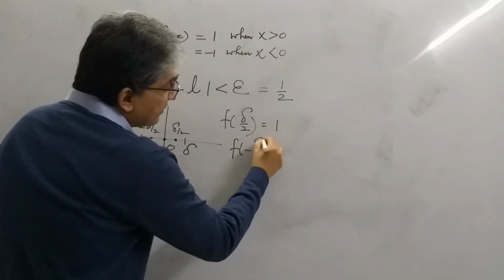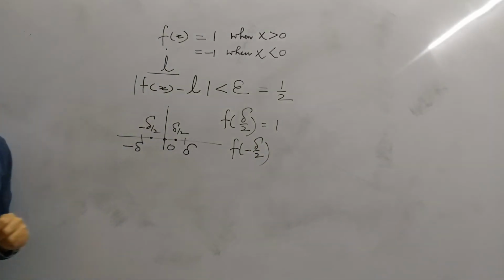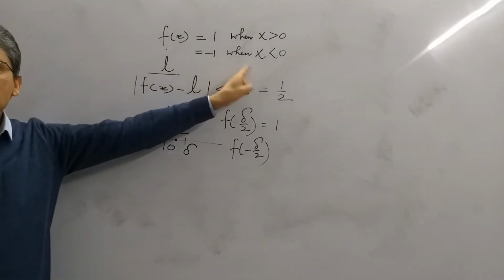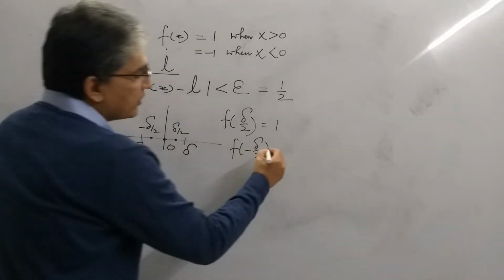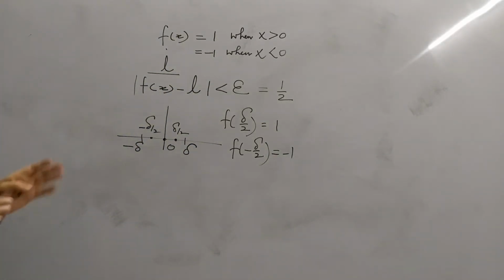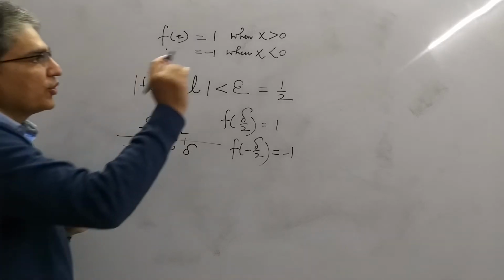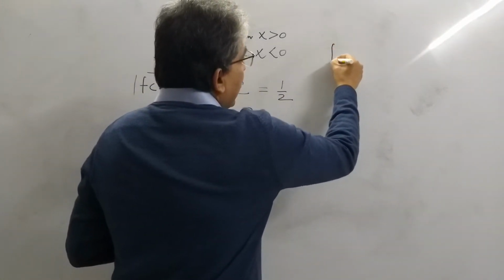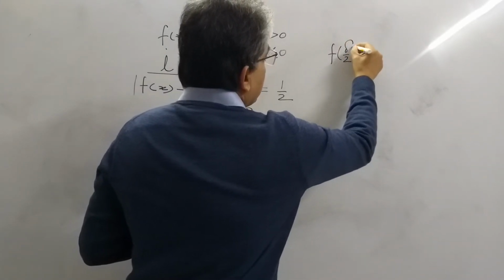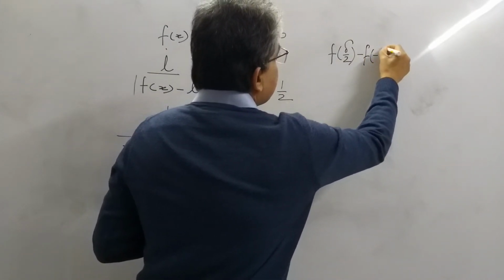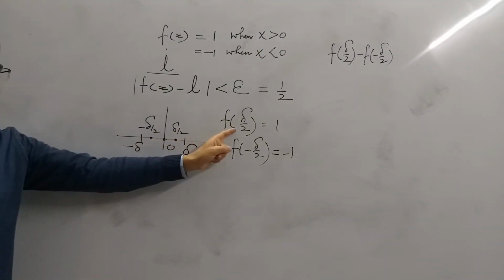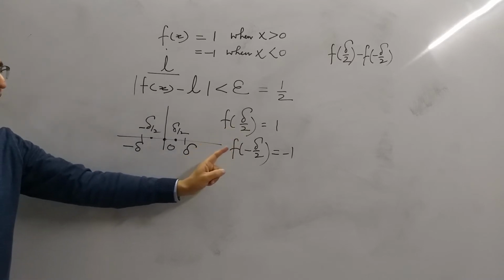And what is f of minus delta by 2? When x is negative, we have got minus 1. So this is minus 1. Now a little algebra here. This is clear? There is no problem? Okay. So f of delta by 2 minus f of minus delta by 2, how much is this? f of delta by 2 is 1 and f of minus delta by 2 is minus 1.